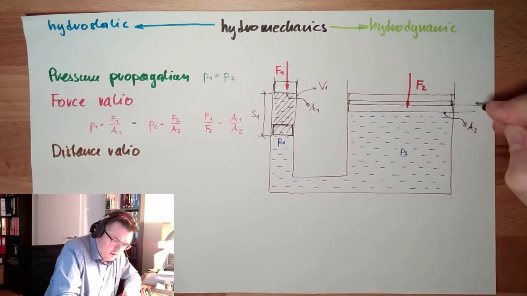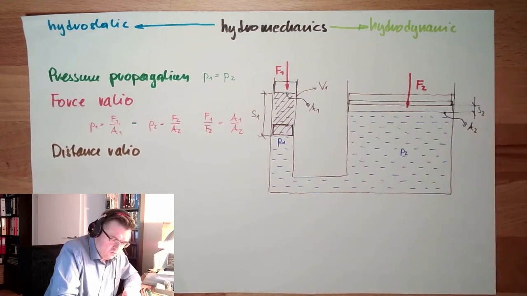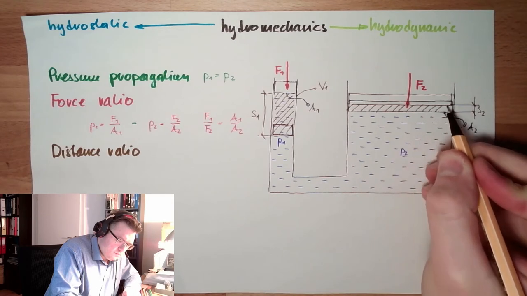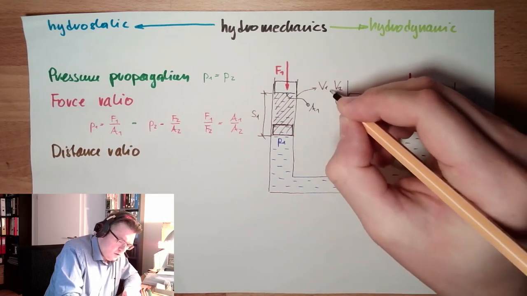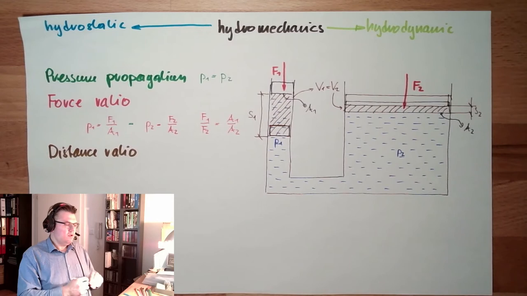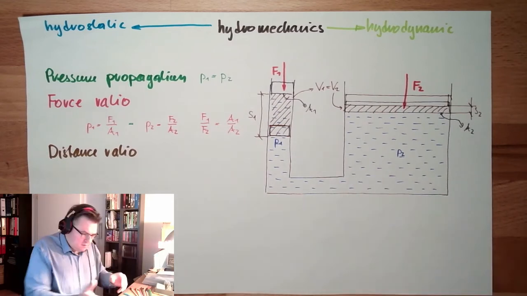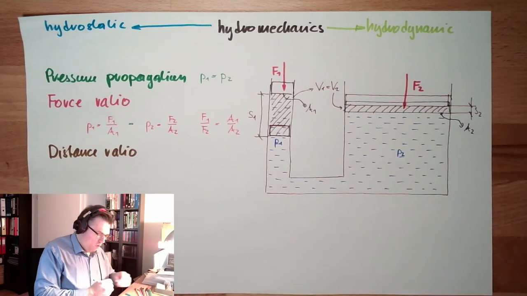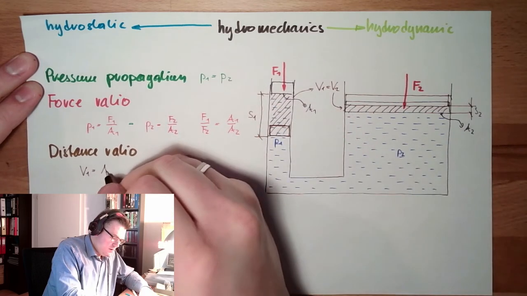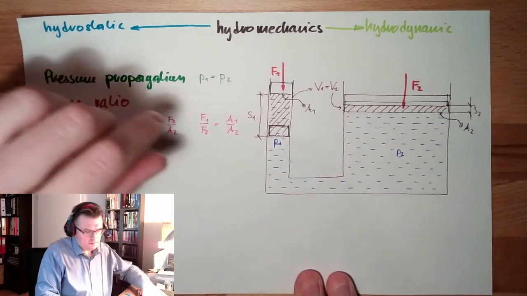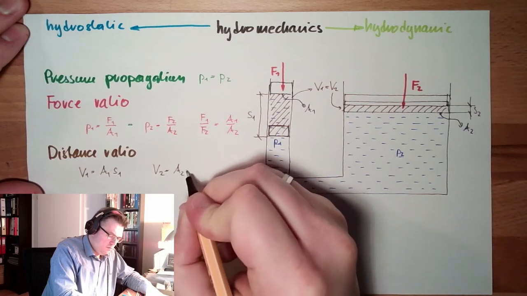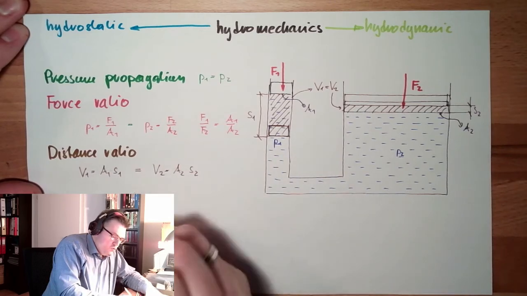Here, this moved a different way, S2. Yeah? However, the volume here, V2, they are the same. Okay? They are the same. So, let's calculate the volume. So, the volume 1 equals area 1 multiplied by the movement. Yeah? And the volume 2 is area 2 multiplied by the movement. And those two are equal.